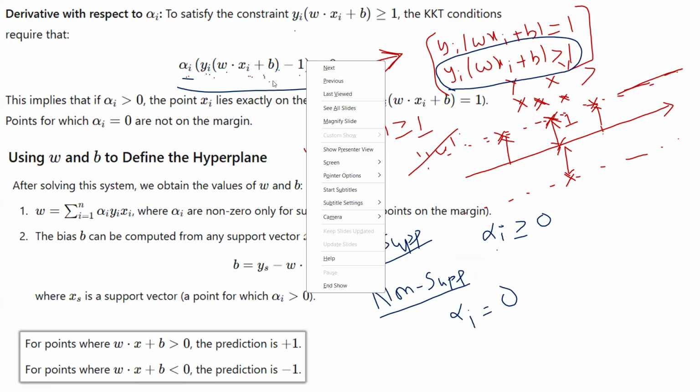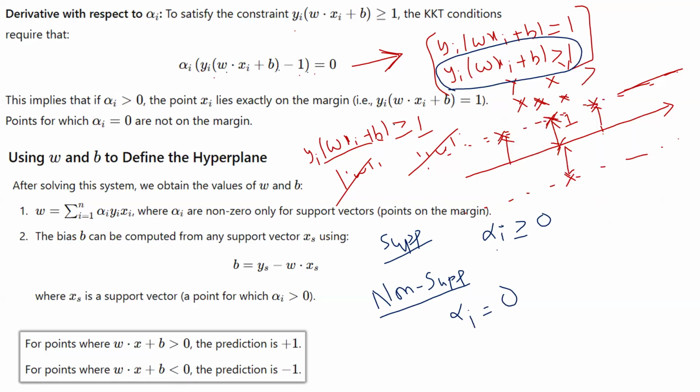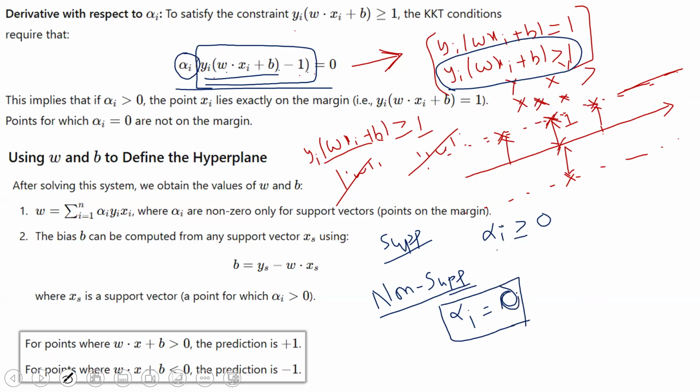So if you talk about this equation for non-support vectors, yi(w·xi + b) is greater than 1. What that means is that this is not a 0 term. It will not be equal to 0 because this value is greater than 1, and greater than 1 minus 1 will be a positive value. So for this whole equation to be equal to 0, alpha i must be equal to 0 for non-support vectors. There is no option for alpha i to be other than 0. But for support vectors, this term is equal to 0, so there is no necessity that alpha i should be equal to 0.